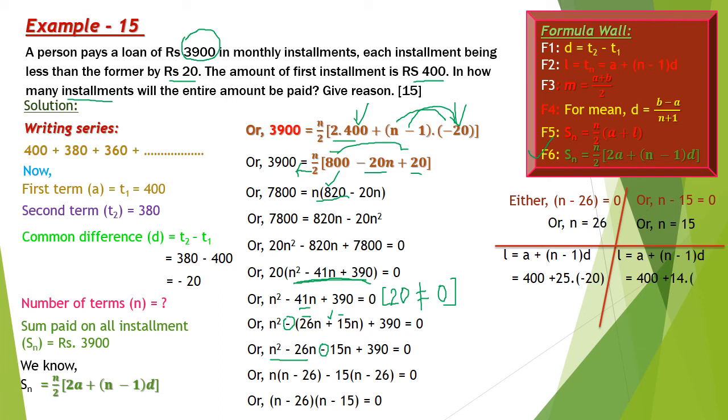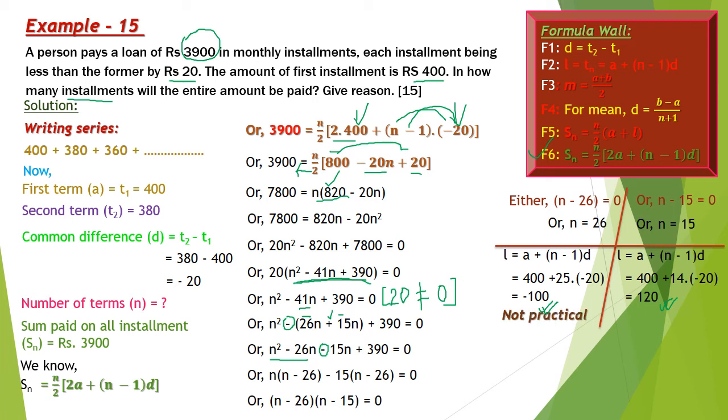And here, if the 15th installment is the last installment, then how much money he paid in the last installment? Let's see. That is 120. When 15 is our last installment, then he paid 120 as the last installment, and when the 26th installment is our last installment, he paid minus 100, a negative value. You can't pay a negative amount, so it is not practical.